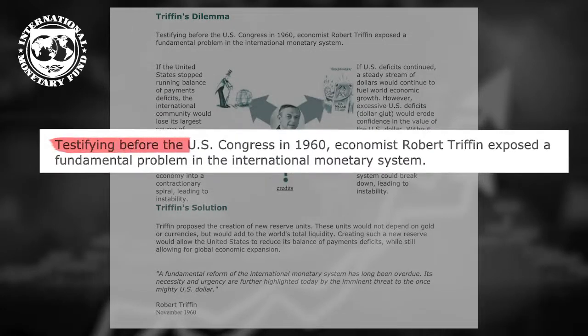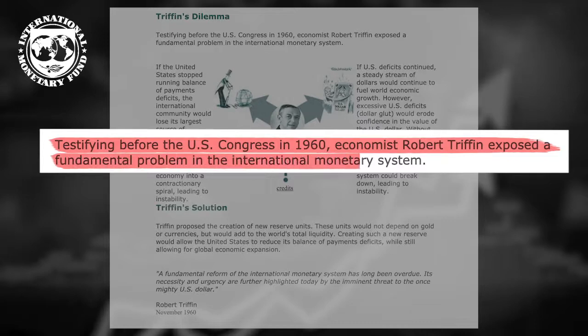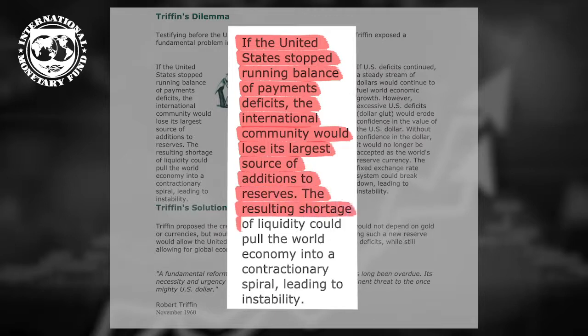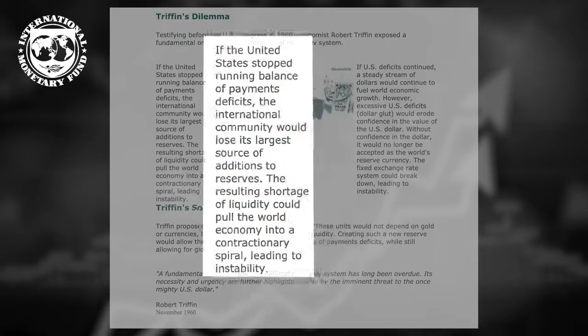Testifying before the US Congress in 1960, economist Robert Triffin exposed a fundamental problem in the international monetary system. If the United States stopped running balance of payments deficits, the international community would lose its largest source of additional reserves. The resulting shortage of liquidity could pull the world economy into a contractionary spiral, leading to instability. And this is the social instability I was referring to earlier.